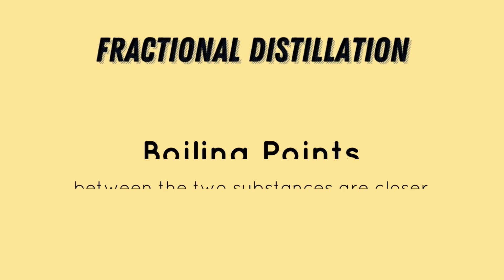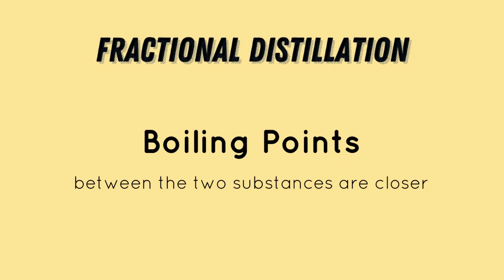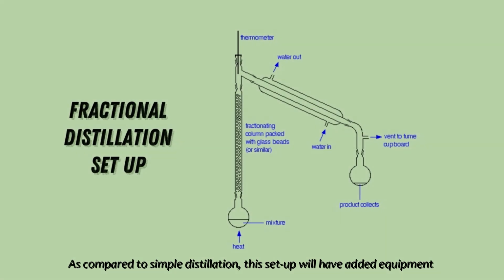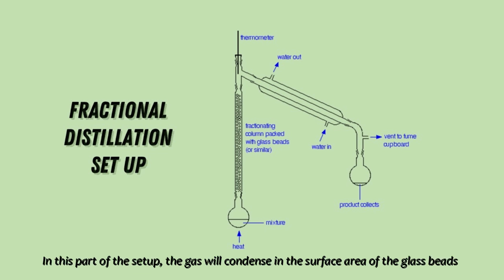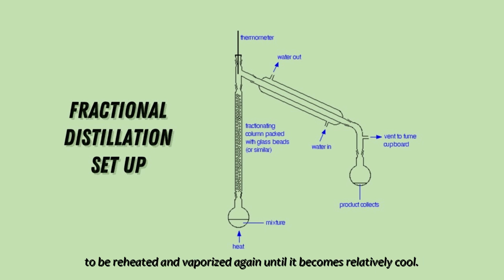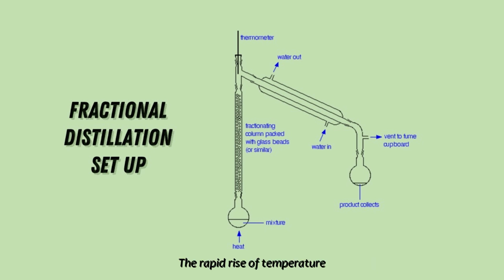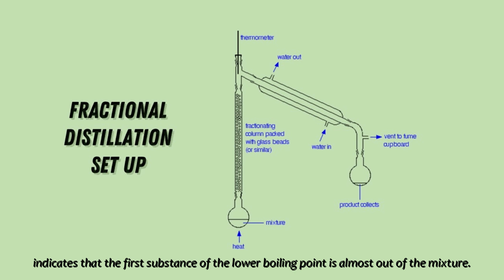Fractional distillation is used when the boiling points of the two substances are much closer to each other. By principle, it is generally the same as simple distillation. As compared to simple distillation, this setup will have added equipment called the fractionating column, which acts as an obstacle to the evaporating substance. In this part of the setup, the gas will condense on the surface area of the glass beads to be reheated and vaporized again until it becomes relatively pure. The rapid rise of temperature indicates that the first substance with the lower boiling point is almost out of the mixture.